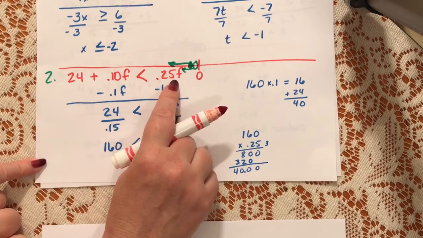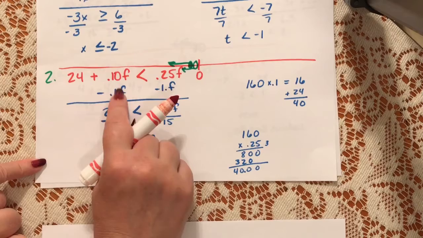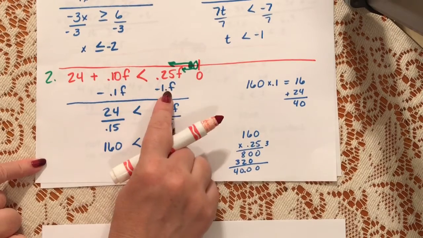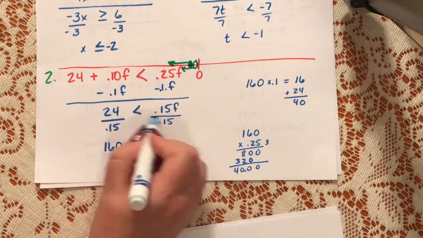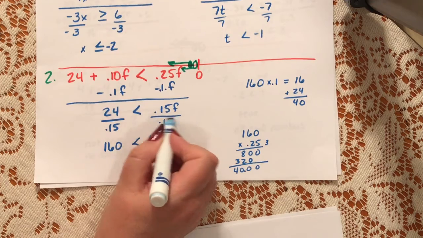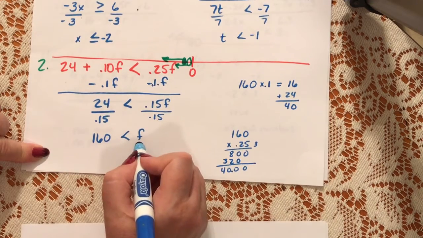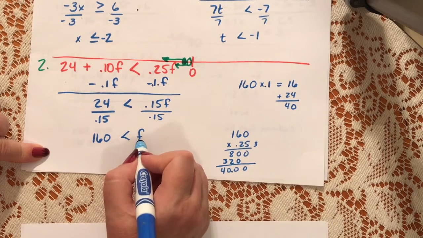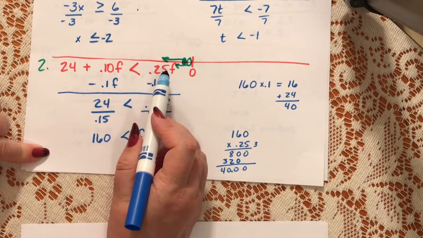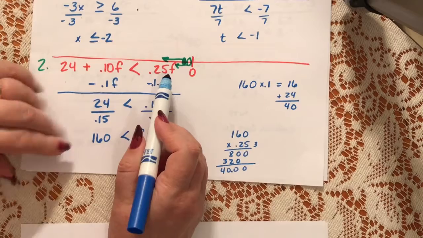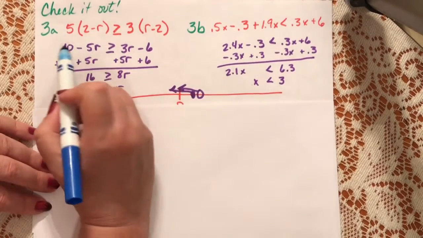I'm going to get all my variables to one side, so I'm going to subtract 0.10f from both sides, giving me 24 on this side and 0.15f on this side, dividing each side by 0.15. So 160 is our breaking point, and as soon as f gets bigger than that, then Print and More is more expensive. Check it out, number 3.